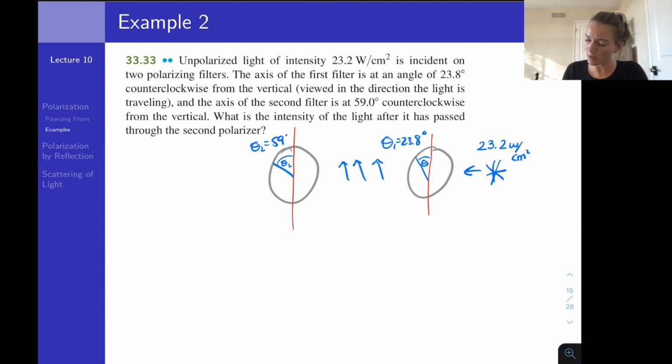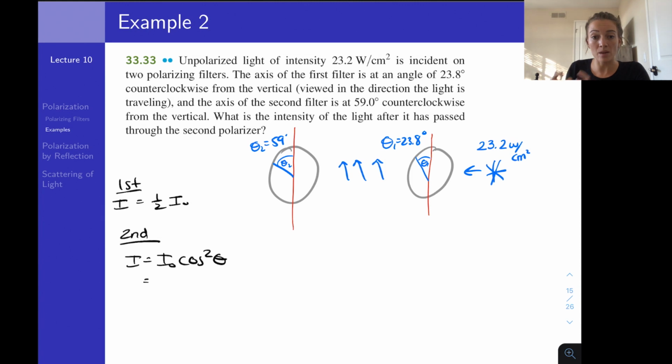All right, so from the unpolarized light to the first filter, we know that that's just going to be 1/2 again, right? So we say the first polarizer will just give us 1/2 the initial, and then when we go through the second polarizer, we're going to have this equation, where I naught now is that 1/2 I naught, because it went through the first polarizer already.